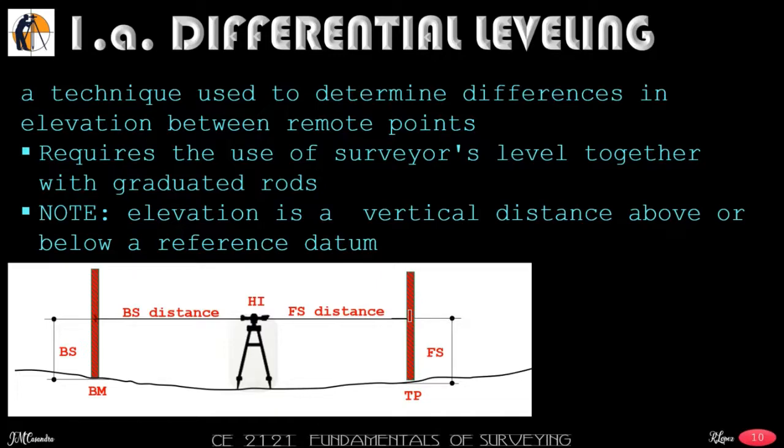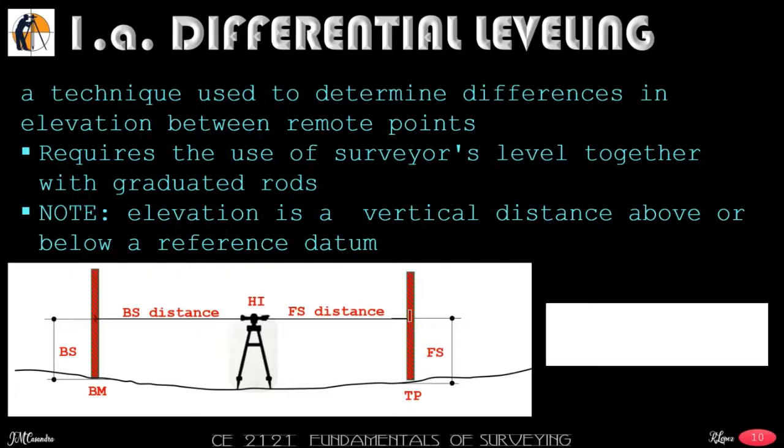The equations used for differential leveling are simply: elevation plus the back sight is equal to your height of instrument, and the height of instrument minus your foresight is equal to the elevation of the next point.